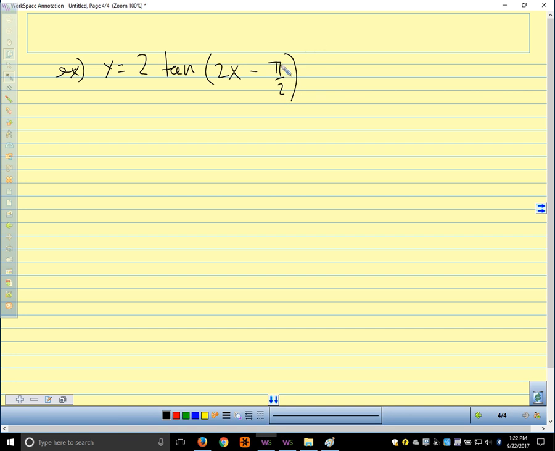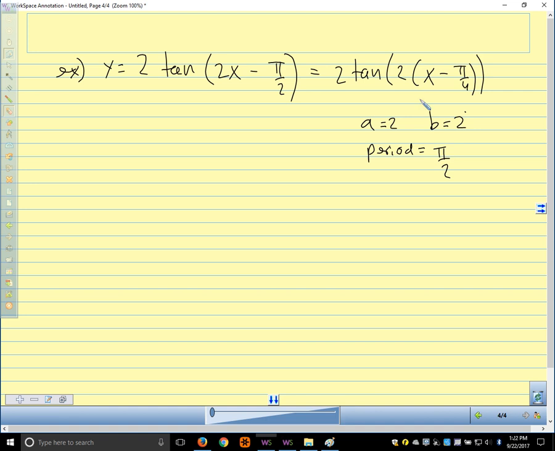So we want to sketch a graph of y equals 2 tangent of 2x minus pi over 2. I'm immediately going to rewrite that as 2 tangent of 2 times x minus pi over 4. So we have a equals 2, b equals 2. So our period, pi over b, is pi over 2. We're going to shift right by pi over 4.